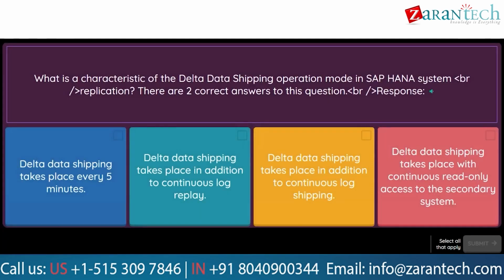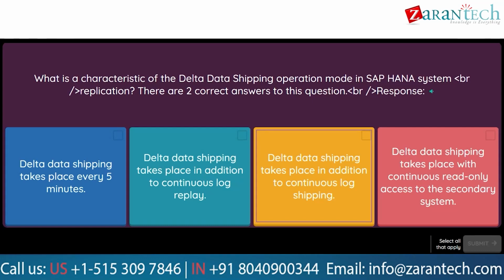Question: what is a characteristic of the Delta data shipping operation mode in SAP HANA system replication? There are 2 correct answers to this question. Option 1, Delta data shipping takes place every 5 minutes. Option 2, Delta data shipping takes place in addition to continuous log replay. Option 3, Delta data shipping takes place in addition to continuous log shipping. Option 4, Delta data shipping takes place with continuous read-only access to the secondary system.